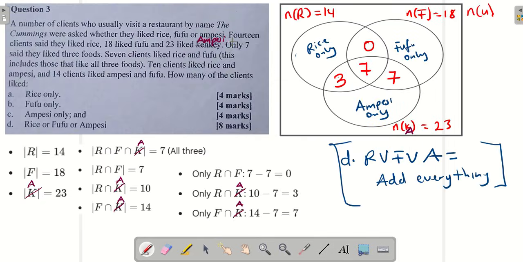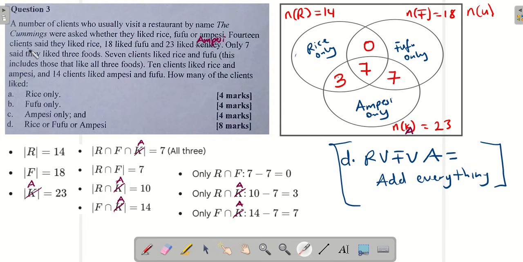Let's go to the next question. A number of clients who usually visit a restaurant by the name Carmen's were asked whether they liked rice, fufu, or ampisi. Okay, so they were asked whether they liked rice, fufu, or ampisi.